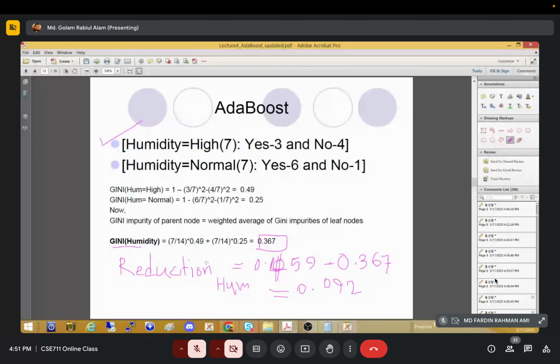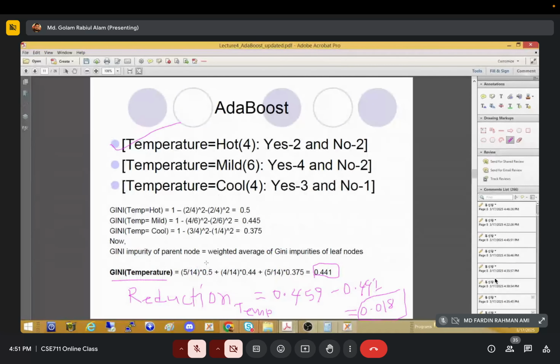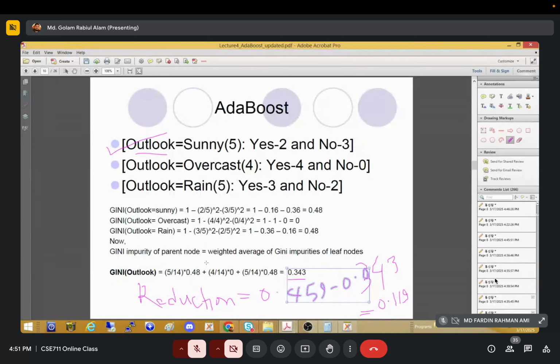So now we have calculated the reduction of impurity by wind, by humidity, by temperature, and by outlook. Now we have to compare the reductions. The reductions are also called the gain.